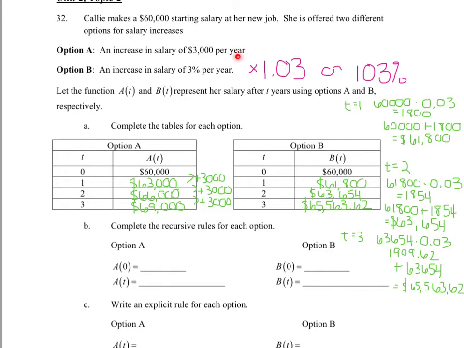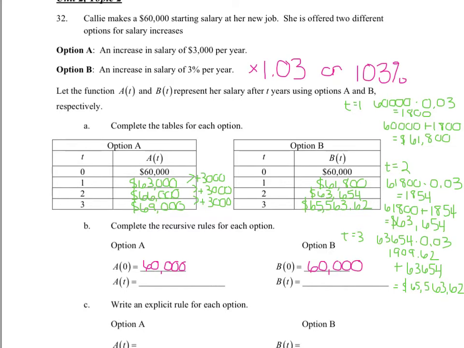I think that students have trouble figuring this out originally, but they are able to figure this out after finding these numbers, but it doesn't matter. Any way works. All right, part B says complete the recursive rules for each option. So option A, and they've even started you off here. They've told you A(0), and from looking at the chart, we know that that's $60,000. That's also going to be the same for option B, because our starting amount is $60,000.